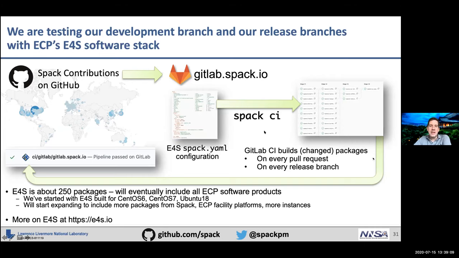And every time that someone contributes something to Spack, we are triggering Spack CI and building a pipeline to test all these builds. And so if they've changed from one commit to the next, we will rebuild them and make sure that they still continue to build, at least in cloud environments. And so right now we're doing this in a Kubernetes cluster on AWS for about 250 packages where we're building on CentOS 6, CentOS 7, and Ubuntu. And we're hoping to expand the number of OSs, compilers, and architectures that we provide there.